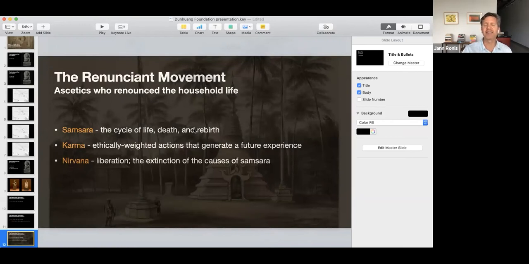So nirvana is liberation. It's the extinction of the causes of samsara. So samsara is the cycle of life and death, and karma is the energy that perpetuates samsara. So now what happens if you eliminate the fuel that powers samsara? Then you have liberation, the extinction of the causes of samsara.